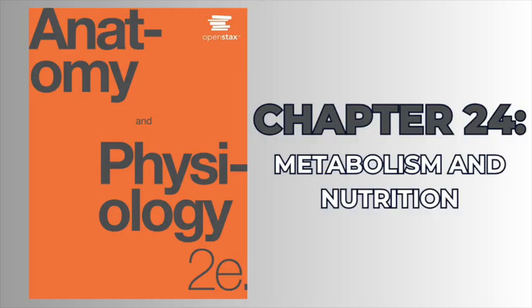B12, cyanocobalamin: fish, meat, poultry, dairy products, eggs. 2.4 micrograms. Fatty acid oxidation, nerve cell function, red blood cell production. Deficiency: pernicious anemia, leading to nerve cell damage. C, ascorbic acid: citrus fruits, red berries, peppers, tomatoes, broccoli.